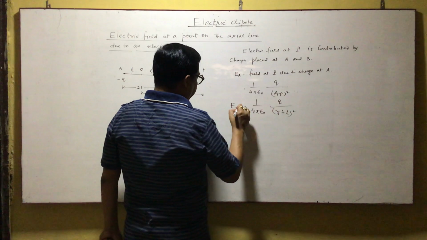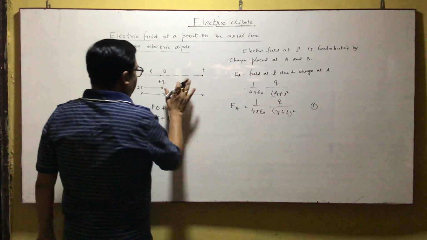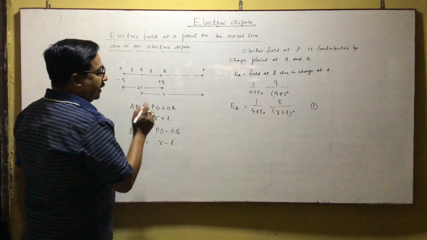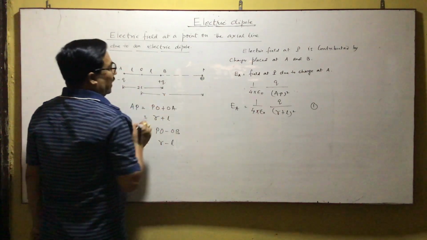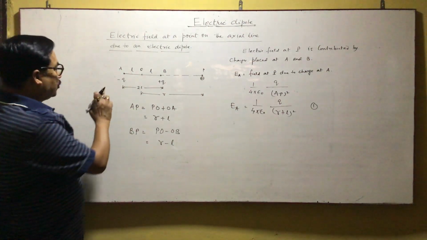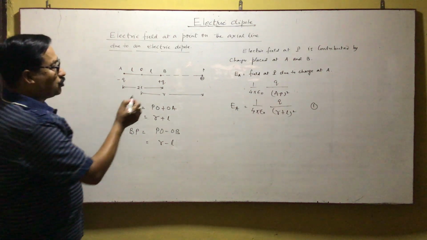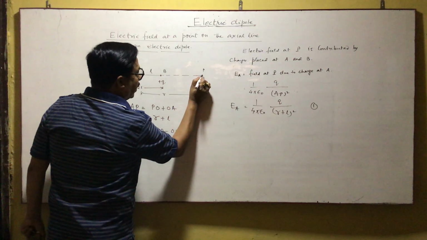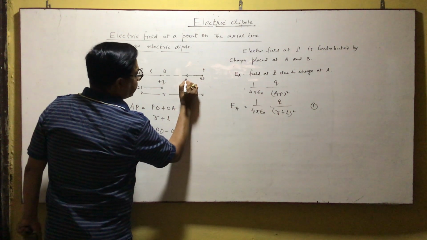This is the magnitude of EA, and if we want to know the direction of this EA, we have to think of a plus 1 charge here, that is, electric field is the force experienced by unit positive test charge. So this minus and this plus have the force of attraction. So this plus 1 charge will be attracted towards this. So this is the direction of EA.